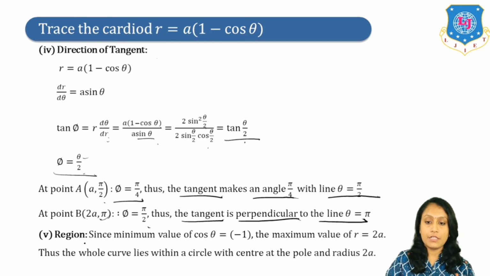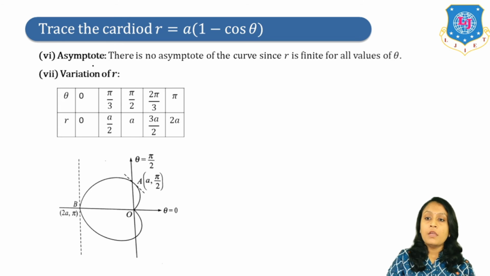Now the next one is the region. Here we have cos θ, and we know that the minimum value of cos θ is −1. If you substitute the minimum value −1, r will become 2a. So the whole curve lies within the circle with center at the pole and radius 2a. Now the next is asymptote. There is no asymptote of the curve since r is finite for all values of θ. For any value of θ, r will remain finite, so we do not have any asymptote.